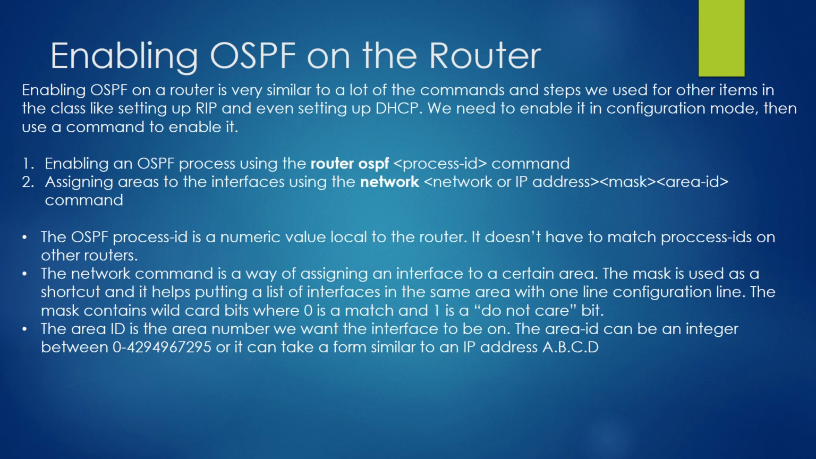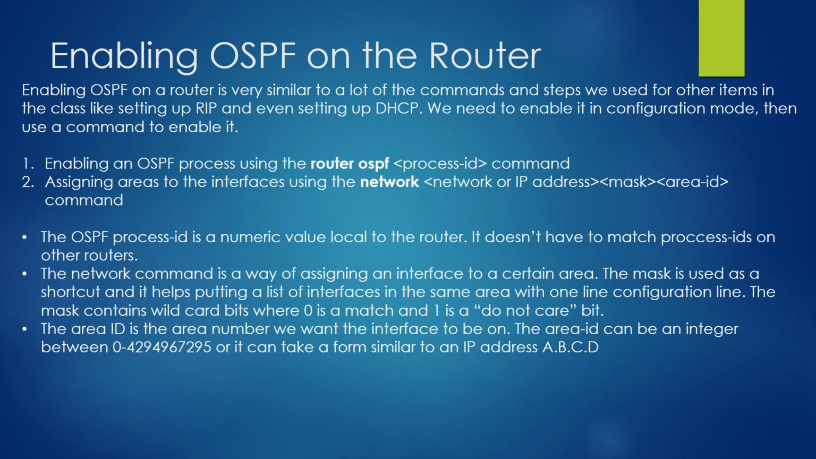Enabling OSPF on the router. Enabling OSPF on a router is very similar to a lot of the commands and steps we use for other items in the class, like setting up RIP and even setting up DHCP. We need to enable it in configuration mode, then use a command to enable it. Enabling an OSPF process using the router ospf process-ID command. Assigning areas to the interface using the network IP-address mask area area-ID command.